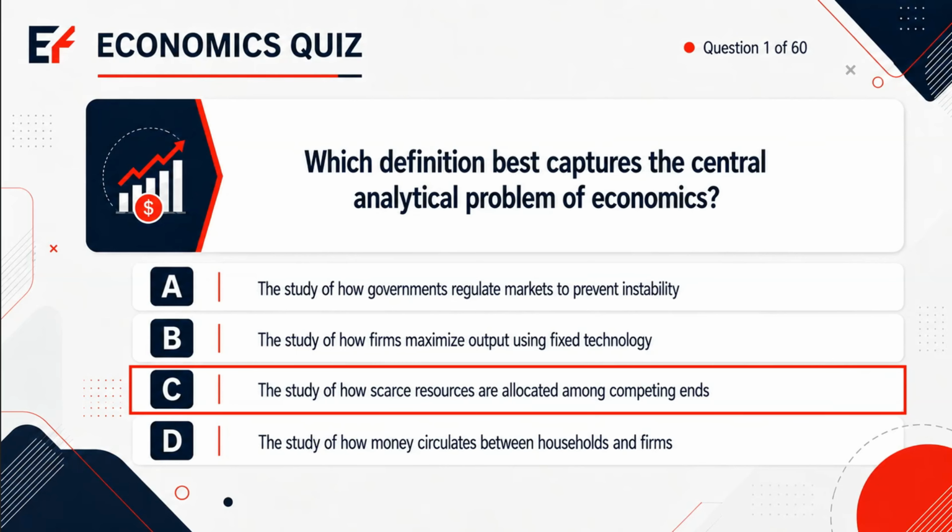Option A is too narrow because government regulation is only one part of economics. Option B focuses only on firms and production, so it misses households, governments, and broader choices. Option D describes part of the circular flow of income, but it does not define the central problem of economics. Remember, economics starts with scarcity and the choices people make because of it.